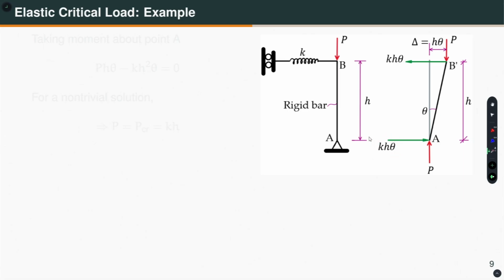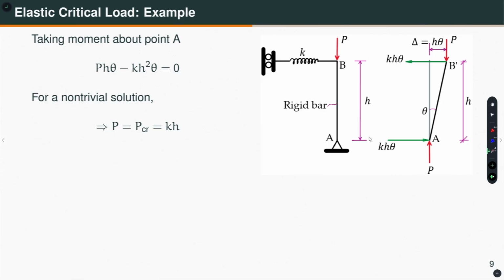Now I want to write down the equilibrium equation. What can I do? I can take moment about this point because summation Fx, summation Fy are already 0. If I take moment about A, then what do I get? I get P into delta, that means P h theta, minus this force times this lever arm which is h. So, K h theta into h. That is K h square theta equal to 0.